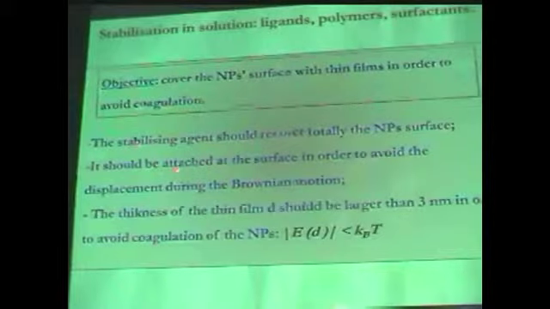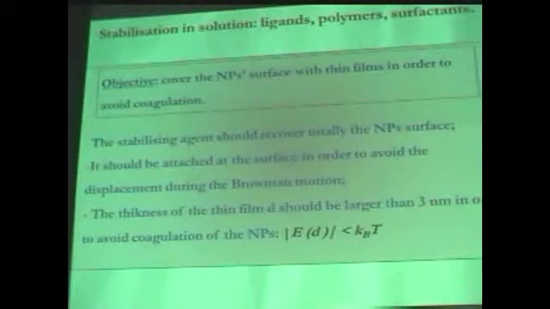It should be attached at the surface. The best way is covalent attachment, covalent grafting, but adsorption will also work, in order to avoid the displacement of the shell during the Brownian motion. It's very important for biomedical applications because we use our shell in vivo. It's very important.